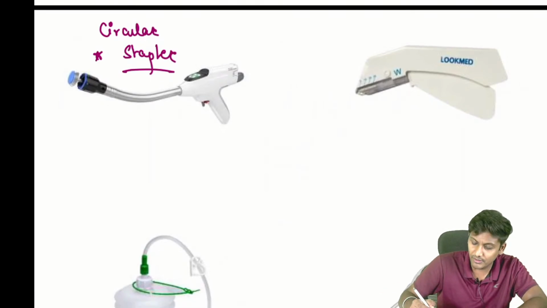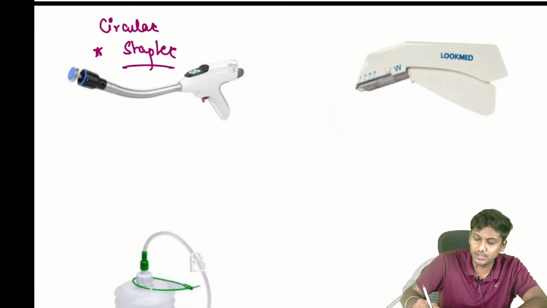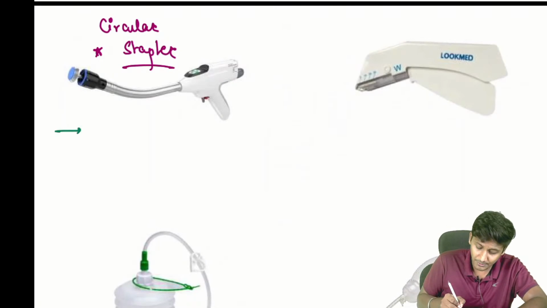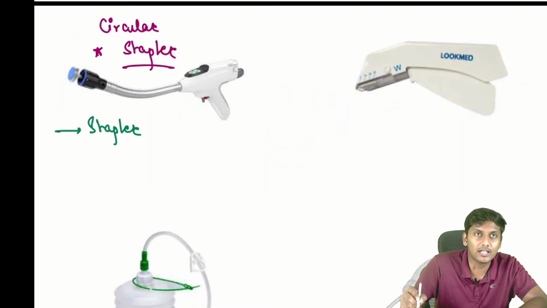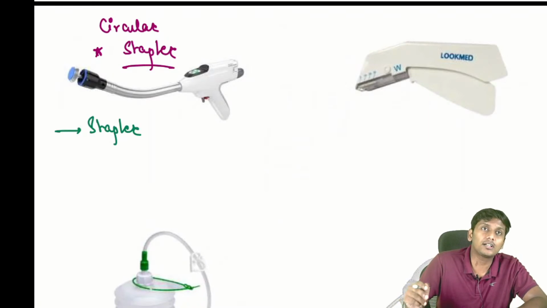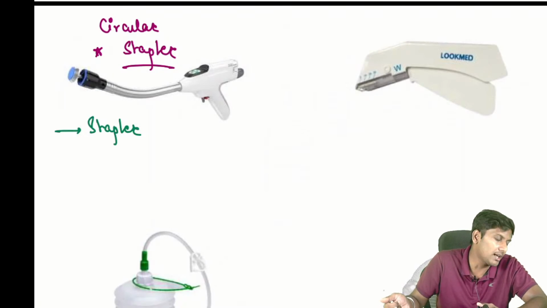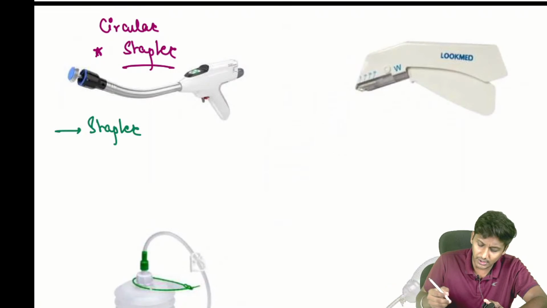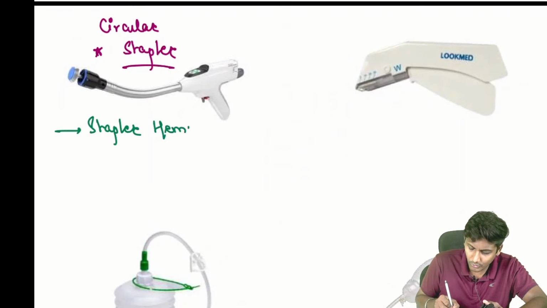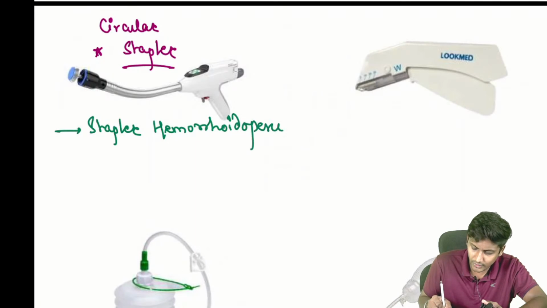This circular stapler, children, is used for which surgeries you have to be aware of. It is used for the surgery of choice for hemorrhoids nowadays. For hemorrhoids, the conventional open surgery is not the treatment of choice, because there are complications associated with it. The surgery of choice nowadays is stapler hemorrhoidopexy, for which we use this circular stapler.